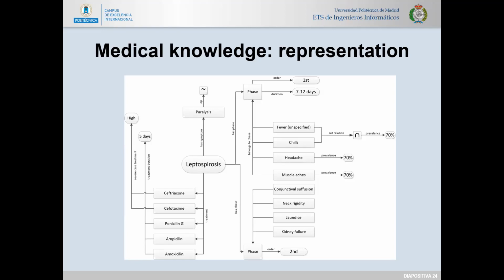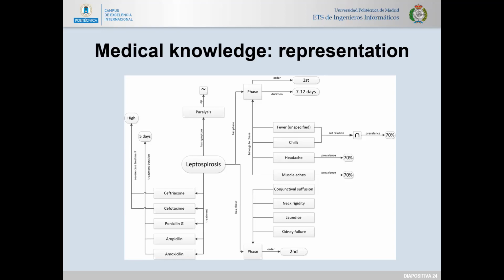On the other hand, we have two phases, okay? Phase 1 and phase 2. In the first one, the duration is between 7 and 12 days. And we have that these symptoms belong to this phase: fever, chills, headaches, and muscle aches. For some of them, we have a prevalence, okay? We have also a set relation of intersection between the fever and the chills. On the other hand, we have a second phase where we have these four elements: conjunctival suffusion, neck rigidity, jaundice, and kidney failure, and these are part of the second.